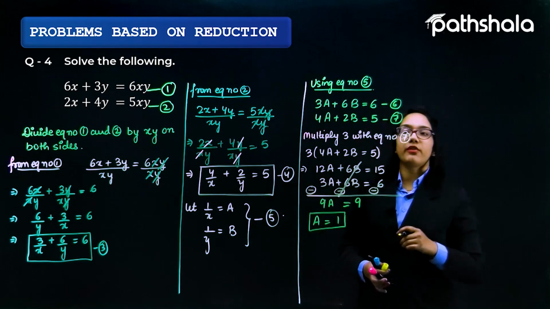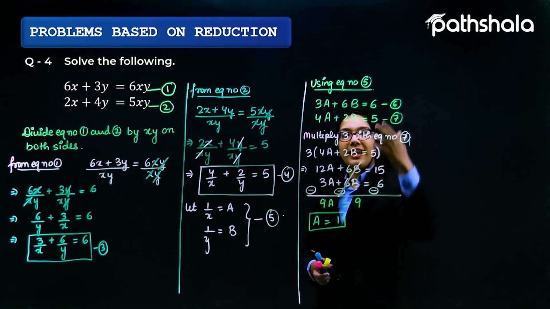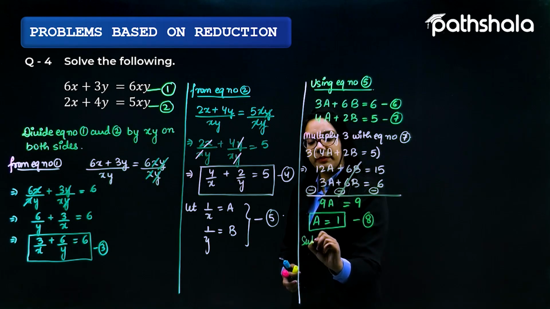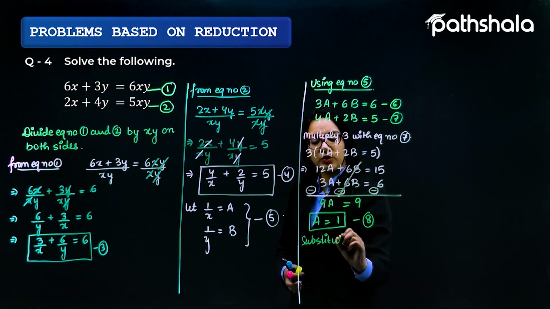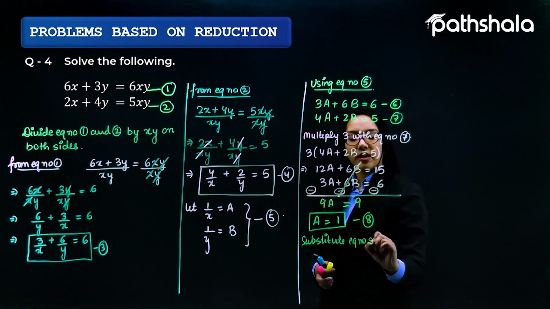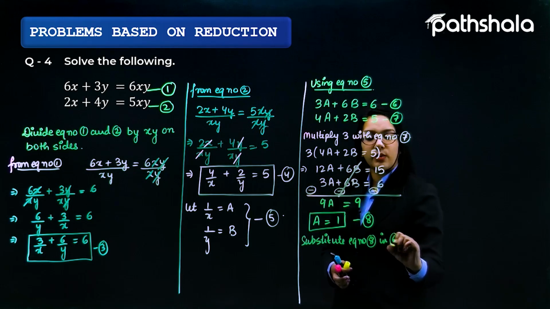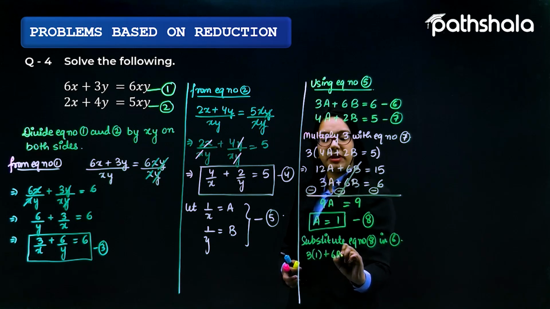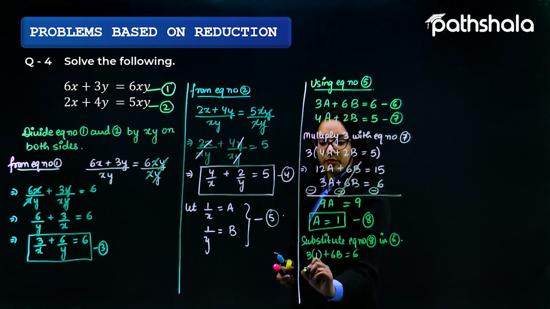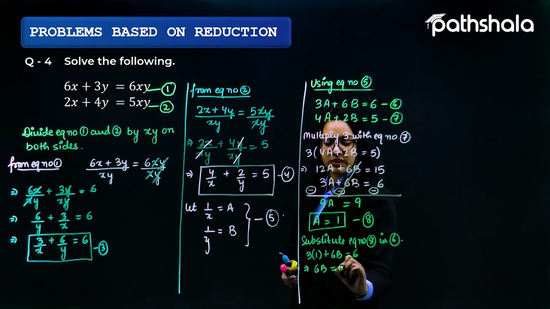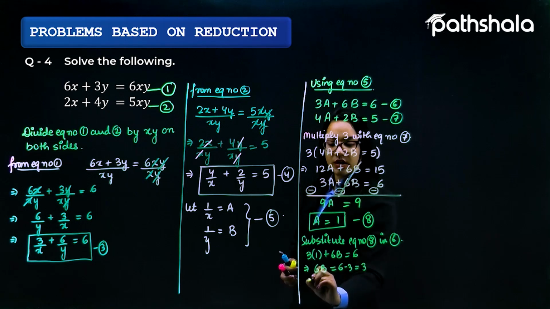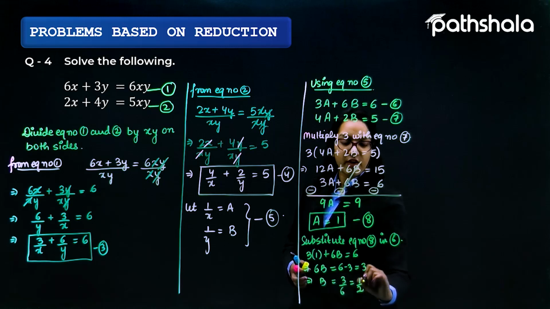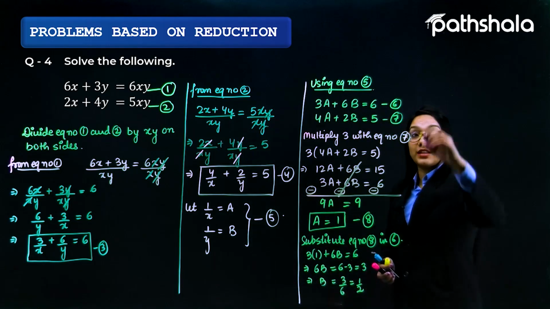Now we'll get the value of b by substituting it in any of the equations. Let us suppose I'm calling it equation 8. So substitute equation number 8 in the 6th equation. This would be 3 into a, that is 1, plus 6b, which is equal to 6. So 6b is equal to 6 minus 3, which is 3. So at the end, b is 3 by 6, which is half.